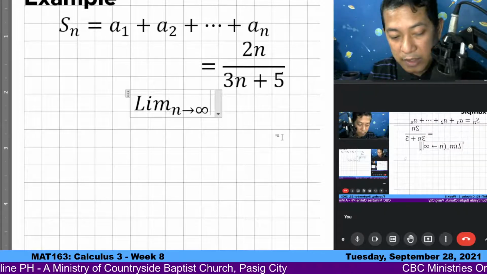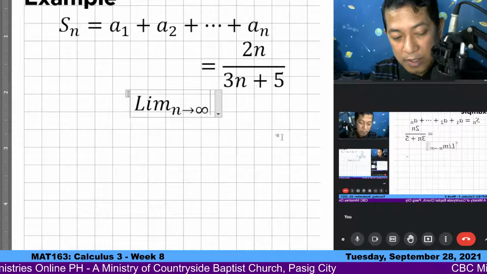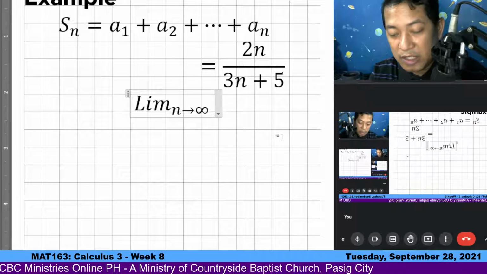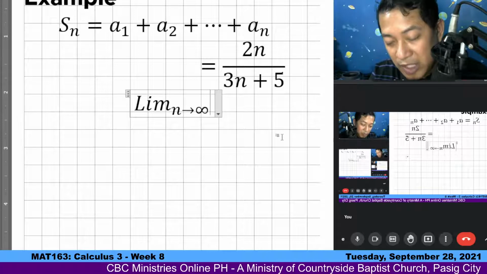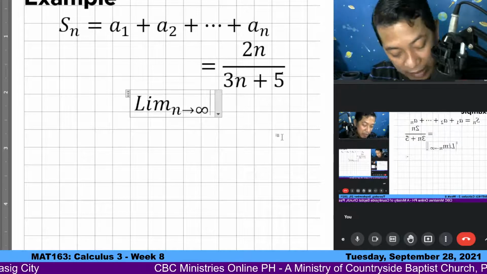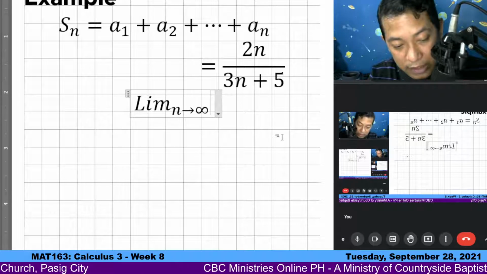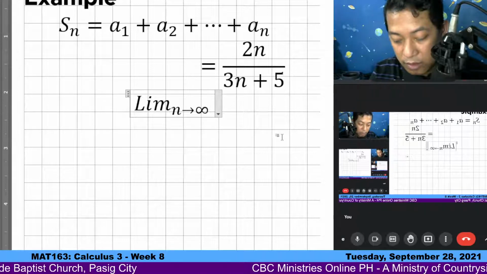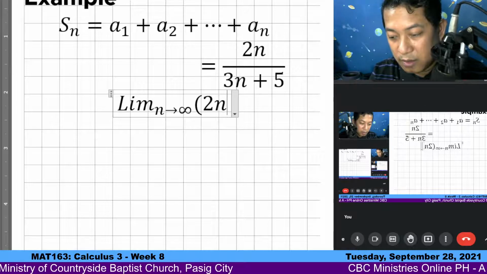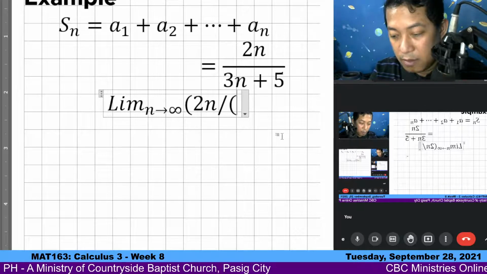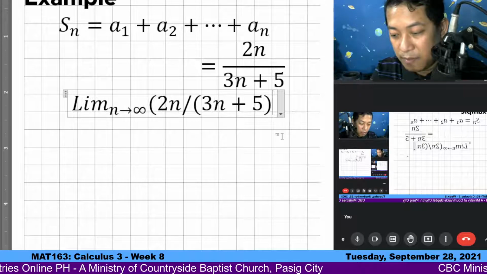The limit as n approaches infinity. By the way, approaching is not equivalent to equal. It means it will just limit its limitation, but it will never touch that particular real value. Yun yung tatandaan natin doon, guys. So, assuming that we have here 2n over 3n plus 5.